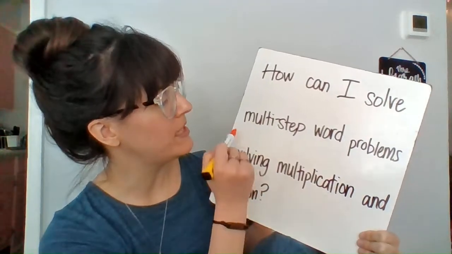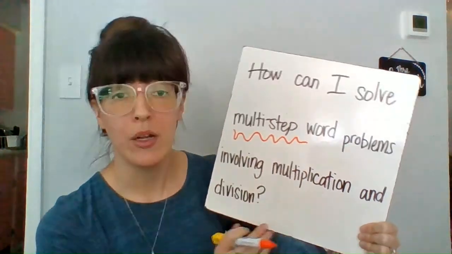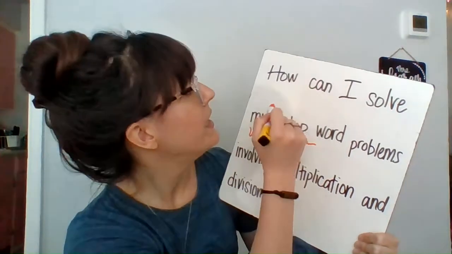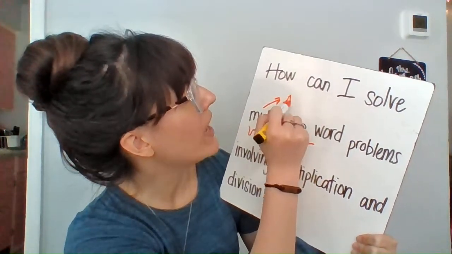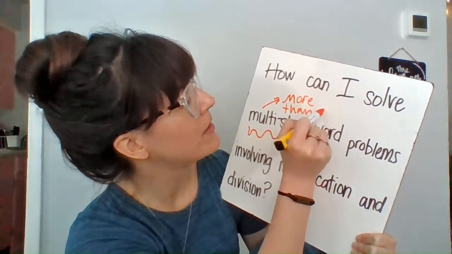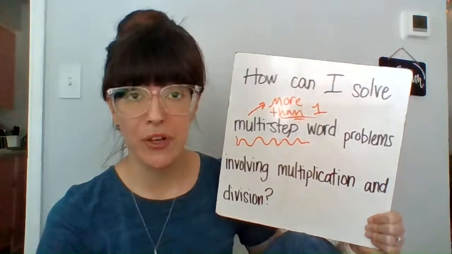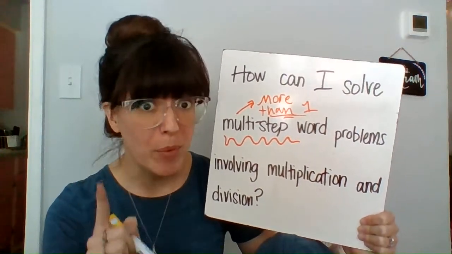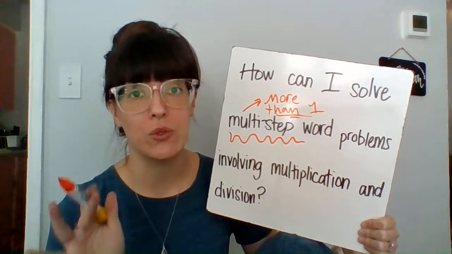How can I solve multi-step word problems? Multi-step, what does that mean for us? That means we're going to have more than one step. This is very important because if as you're solving your questions, you're only doing one part of the problem, you know your answer is going to be wrong.